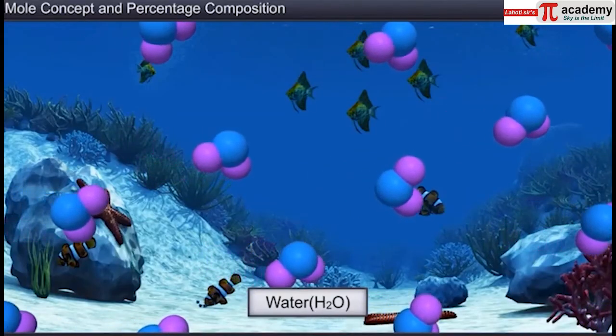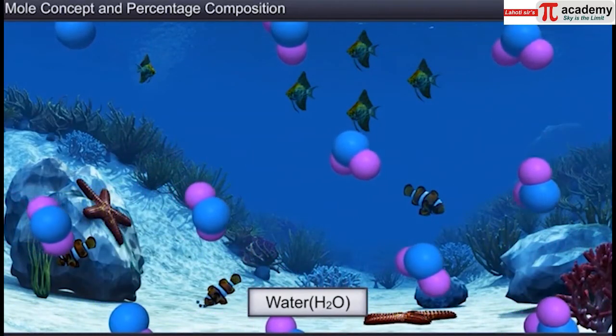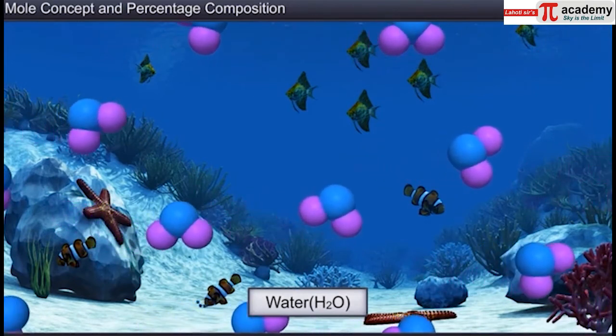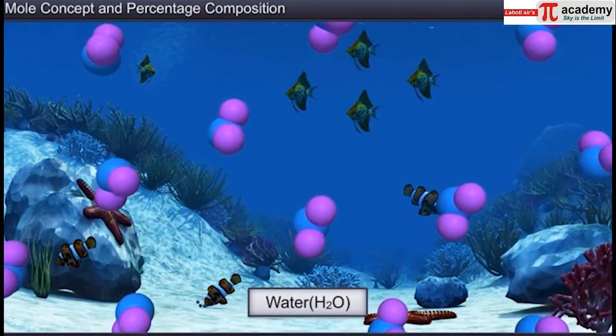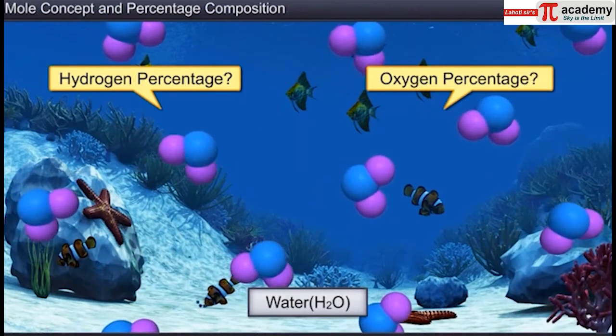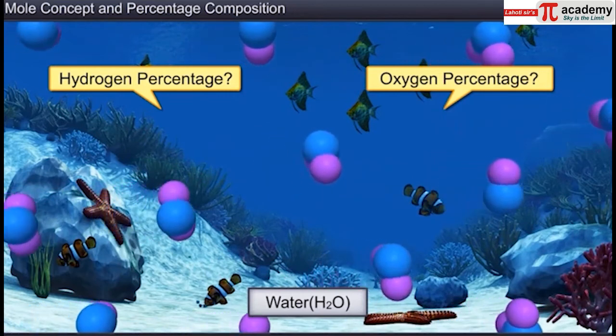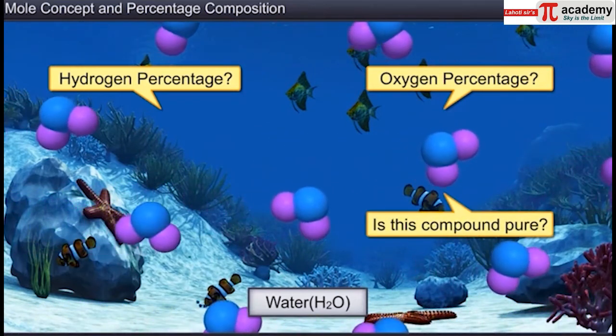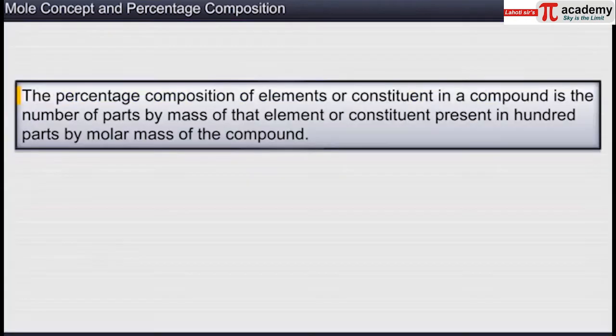We have seen how to determine the number of entities present in a substance. At times, scientists also require to know the percentage of elements present in a compound. This information helps to determine the purity of the chemical compound under observation. The percentage composition of elements or constituent in a compound is the number of parts by mass of that element or constituent present in 100 parts by molar mass of the compound.